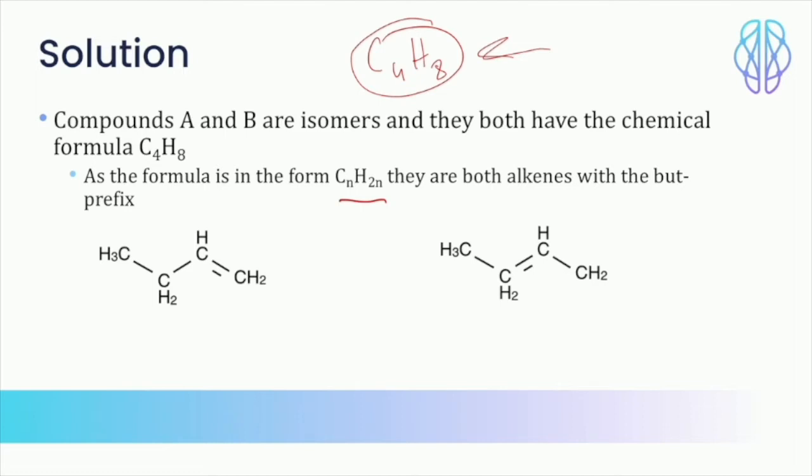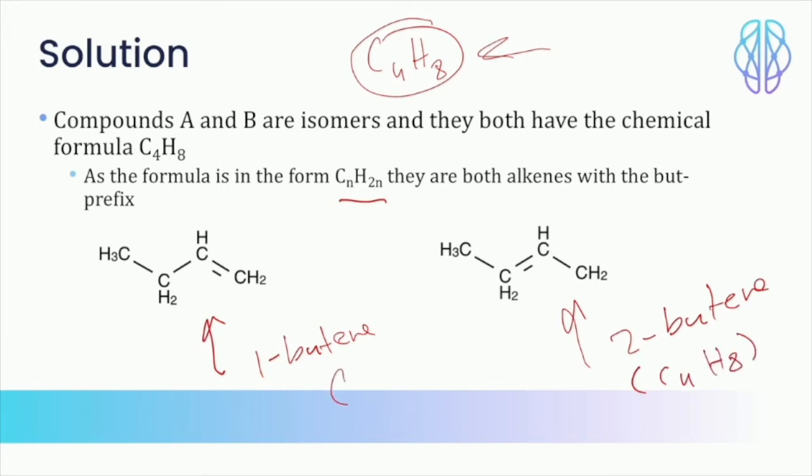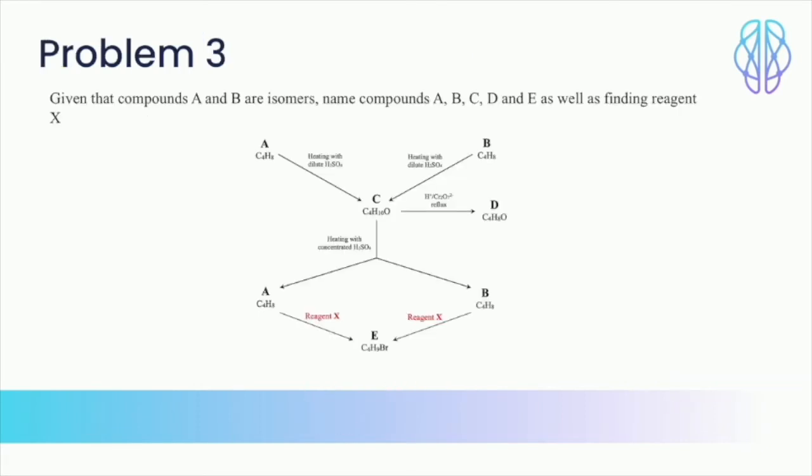Now, if I draw the structure for butene, you can have the double bond in the first position, or the double bond in the second position. So compound A and B are 1-butene and 2-butene. Both of these have a formula of C4H8. So in this way, we've solved A and B. The next thing we can cross off our list is A and B.